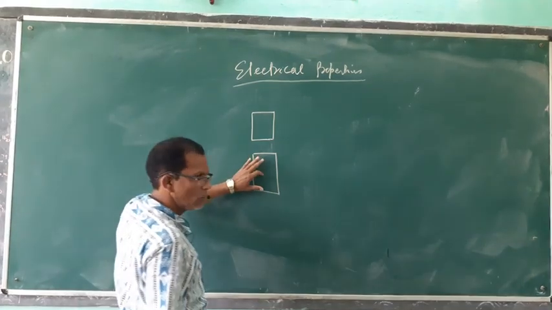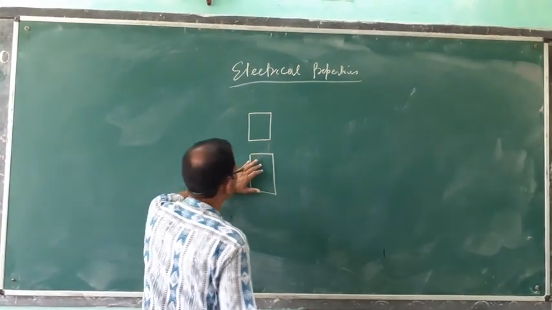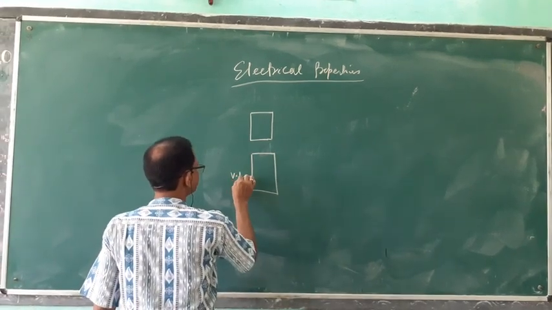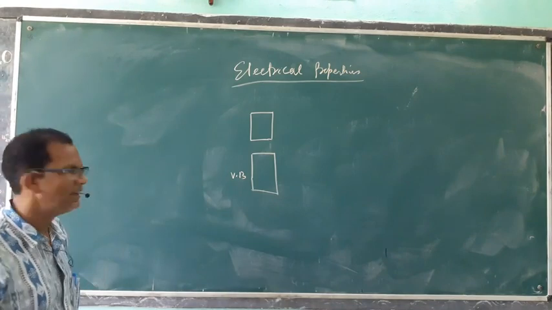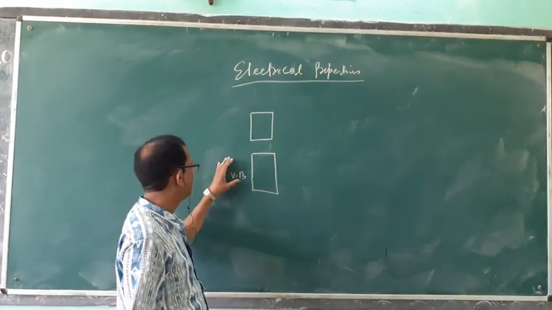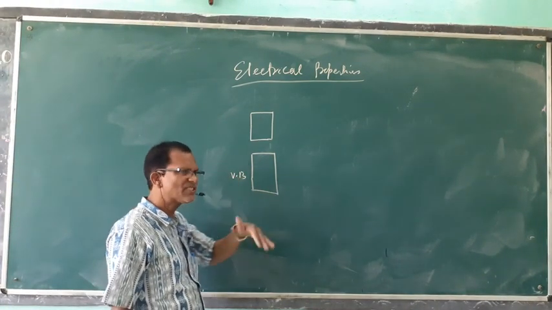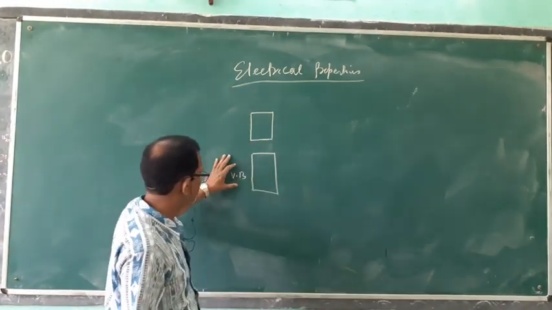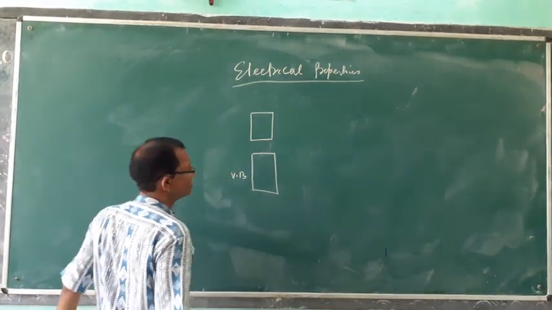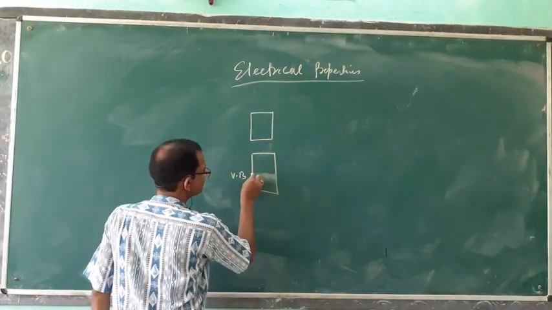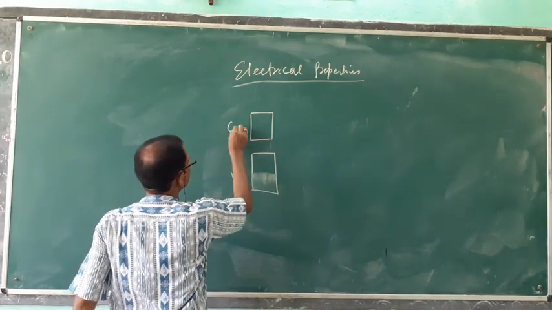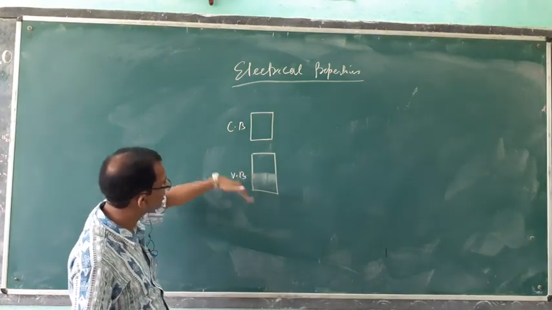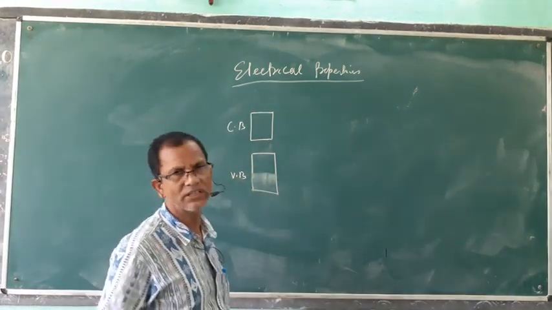This lower energy orbital is called your valence band. Band means a combination of orbitals forming a band. The valence band contains electrons, and this is called the conduction band. Conduction band means when an electron jumps to the conduction band, then it shows electrical behavior.